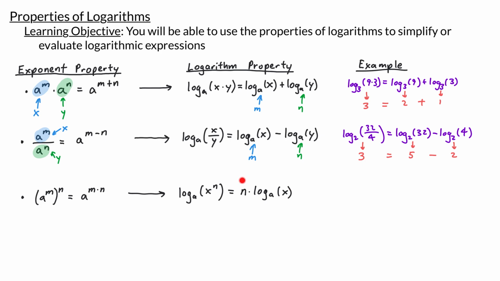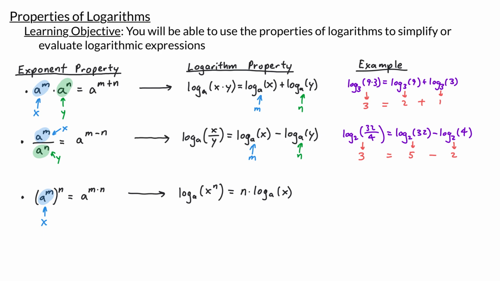We can see how this log property is related to this exponent property if we label a to the power of m as x. So on the left here, we have x to the power of n. And when we ask for the logarithm with base a of x to the power of n, we're essentially asking a to what power gives us x to the power of n. And we see here in the exponent property that x to the power of n can be rewritten as a to the power of m times n.